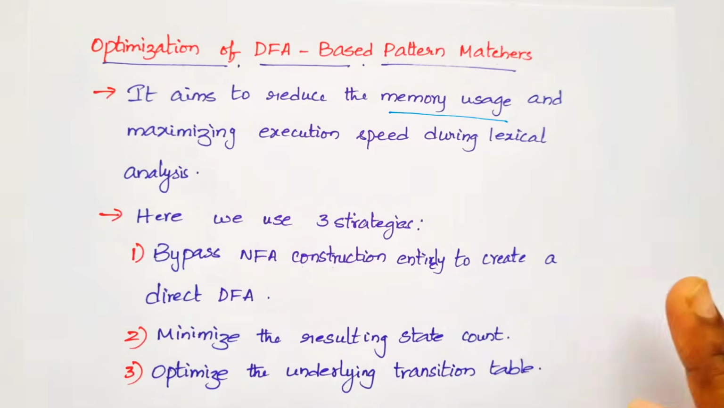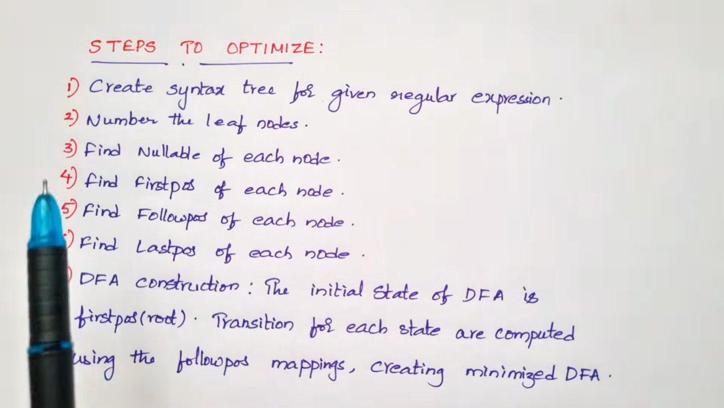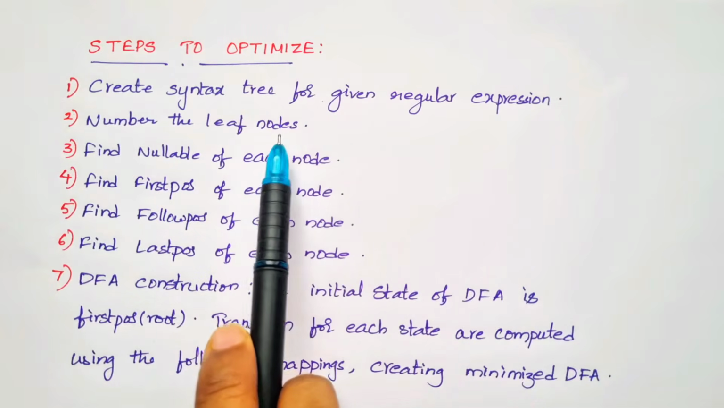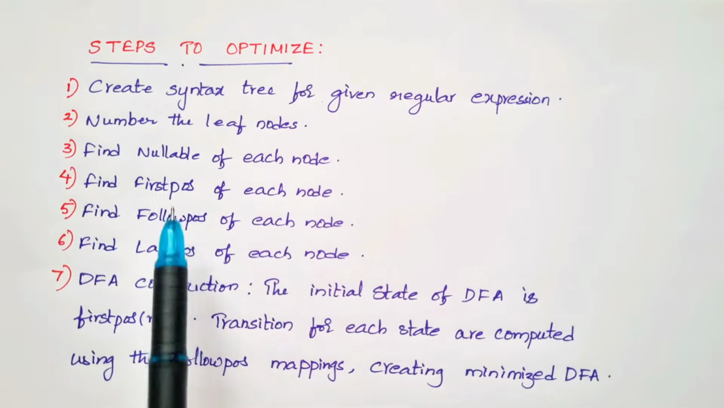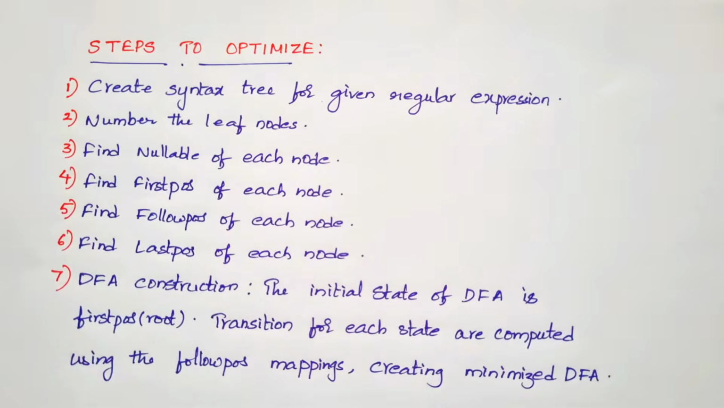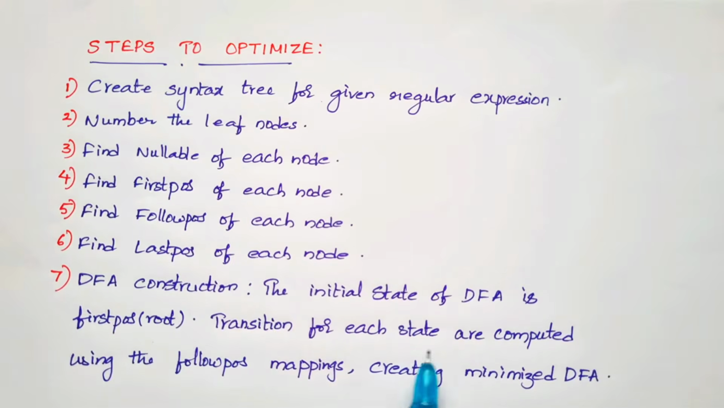This is the procedure for obtaining the minimized DFA for a given regular expression. What are the steps involved in optimization? First step is we will create the syntax tree for the given regular expression. Next, we will give numbering to the leaf nodes. Next, we will find out nullable, first position, follow position, last position for each node of the syntax tree. At last, we will construct the DFA by taking the initial state of DFA as first position of root node. Transitions for each state are computed based on the follow position mappings to create the minimized DFA.